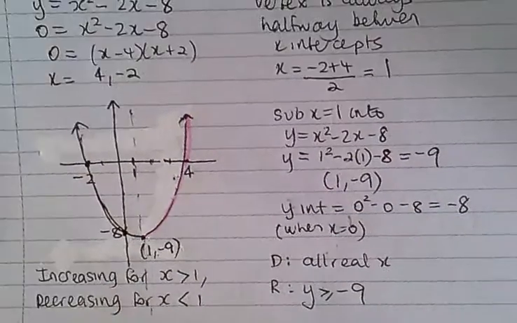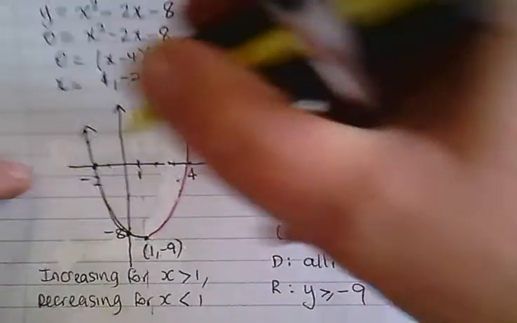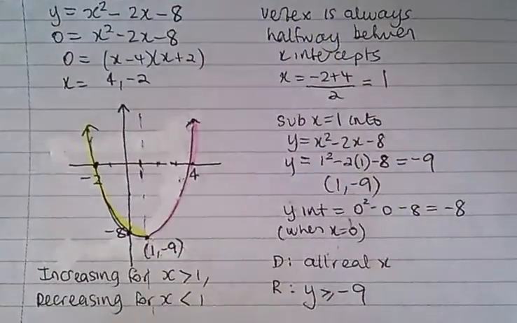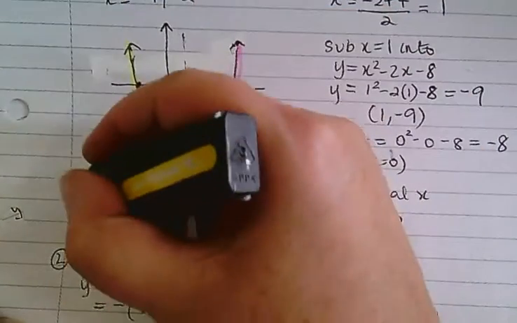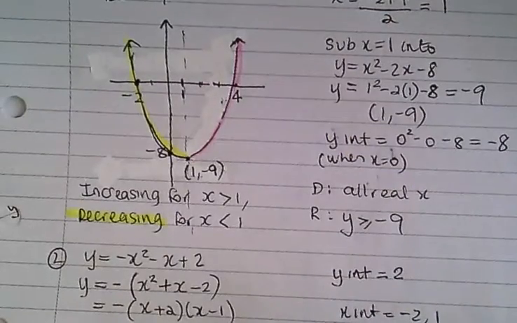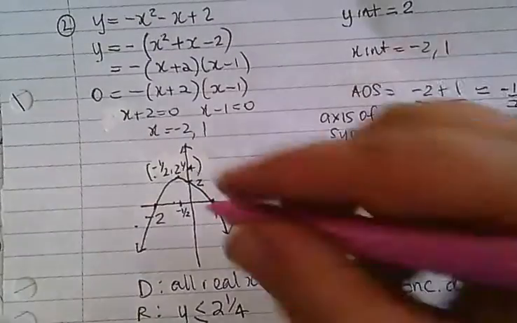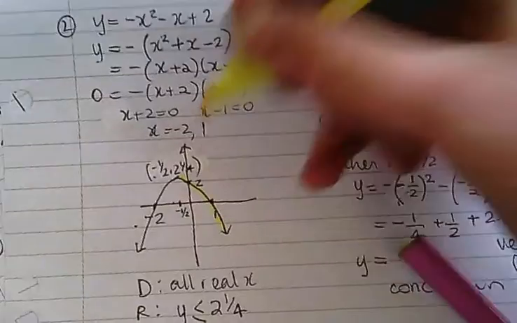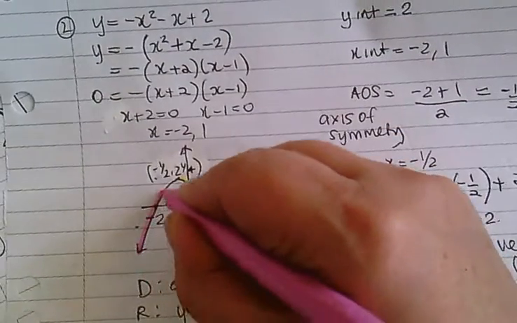So let's just look at this other parabola as well. So that's where it was increasing here, all of that yellow section. Sorry, decreasing. Decreasing yellow, increasing pink. And the last one, let's have a look. Decreasing, I'll go yellow. Increasing curve going up, you know.